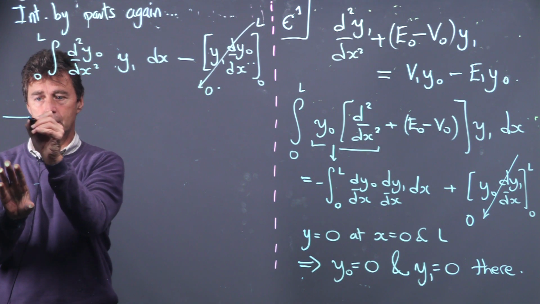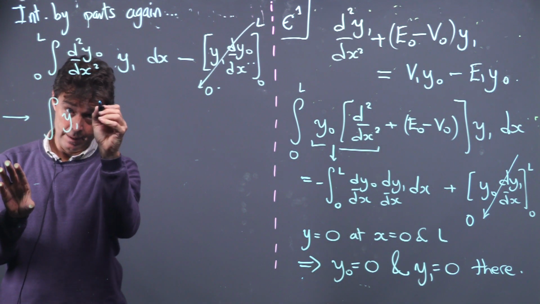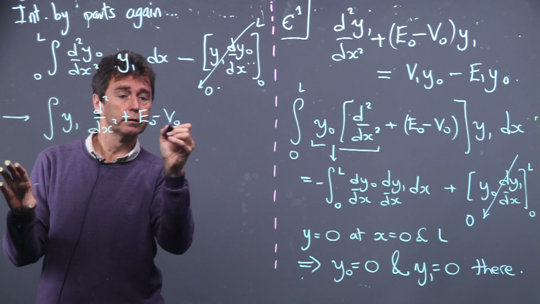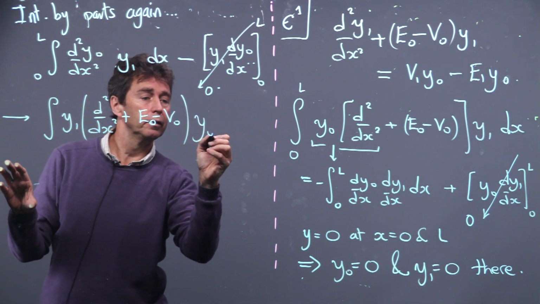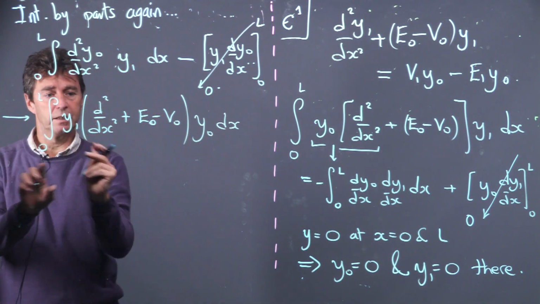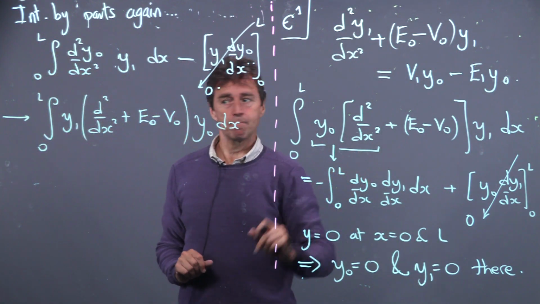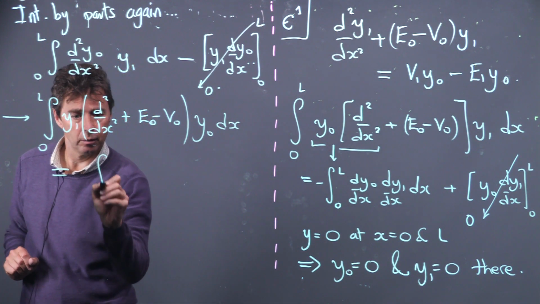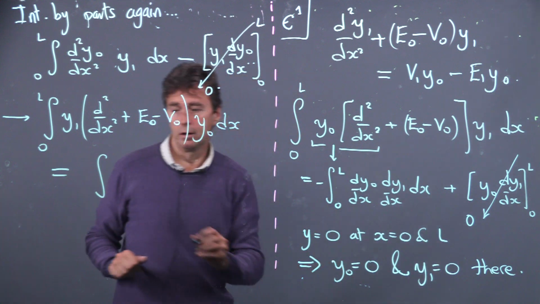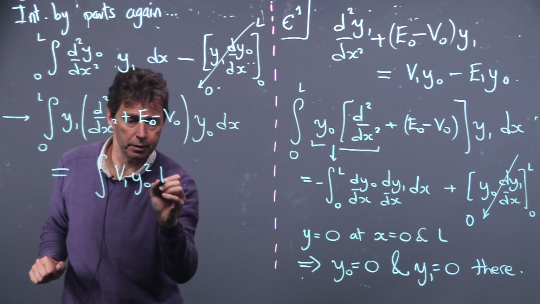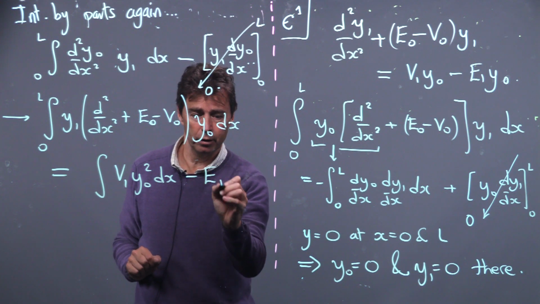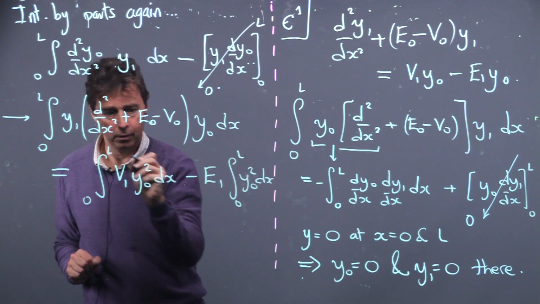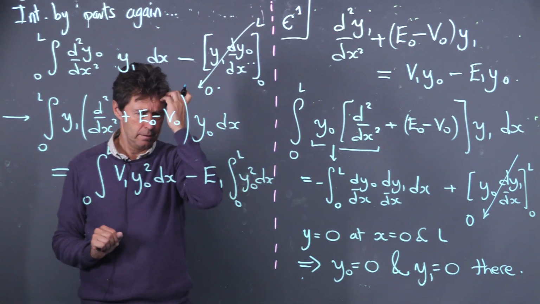It tells me that I have the integral of y1 times d2 by dx squared plus e0 minus v0 acting on y0 dx, from 0 to L. So that's fully integrating by parts here, flipping all of the derivatives over onto the y0 from the y1. This has to equal what's on the left-hand side, which is v1 times the integral of y0 squared dx minus e1 times the integral of y0 squared dx. And these are all from 0 to L. Okay. All right. Brilliant.